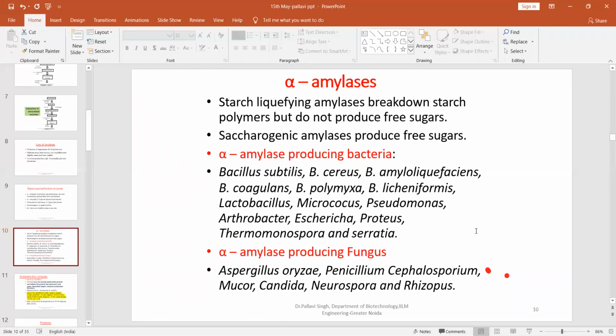You need to remember some of them. If I want to produce alpha amylase, just now we learned that it's an extracellular enzyme. So if I want to produce it using bacteria, I should use Bacillus subtilis, Bacillus cereus, Bacillus amyloliquefaciens, or Bacillus licheniformis, Arthrobacter. Or if I want to use fungi, then Aspergillus oryzae, Penicillium, Cephalosporium, Mucor, Candida, Neurospora, all these species can be used. So whenever we are talking about enzyme production, we should be very clear which bacteria produces which enzyme and what is the mode of production.